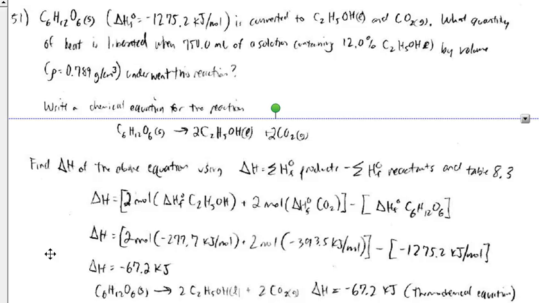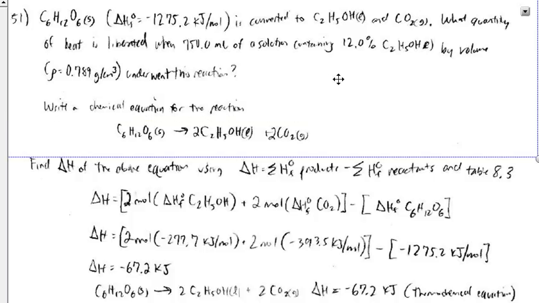Alright, in Problem 51, you are asked to consider the conversion of C6H12O6 into C2H5OH and CO2. They want to know, in this particular conversion, if the heat of formation of this solid substance is negative 1275.2 kilojoules per mole, how much heat is liberated when 750 milliliters of a solution that contains 12% of this liquid substance C2H5OH by volume underwent this reaction.